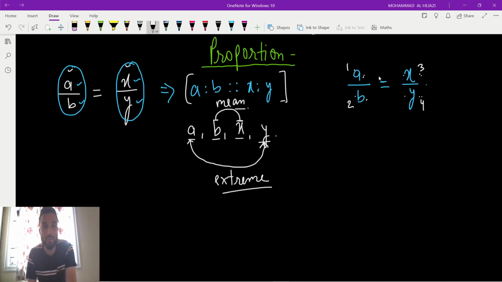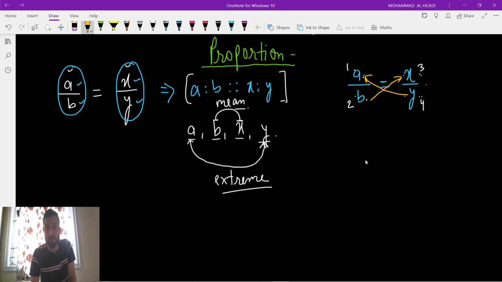Okay, so remember the one very important thing: if you get a ratio on one side, and on the other side you also have a ratio, equal to each other, every time what we have to do is a cross multiply.